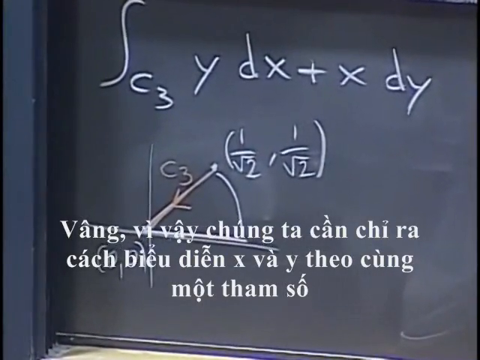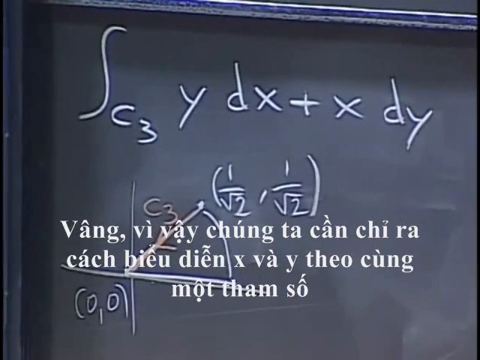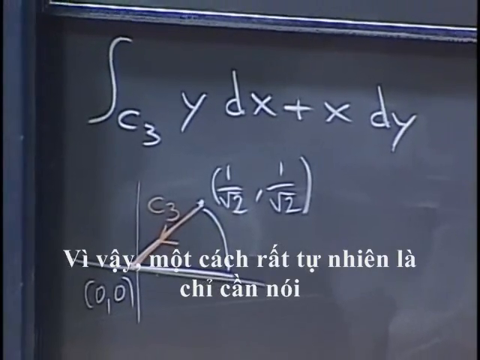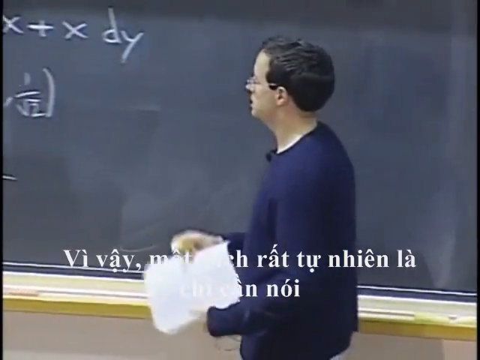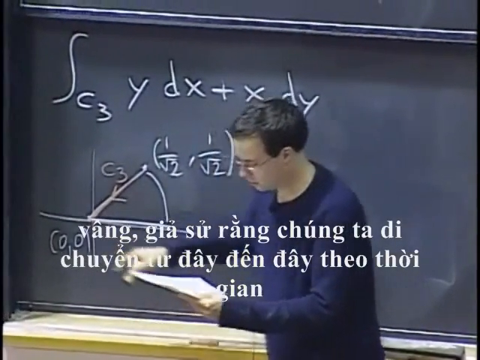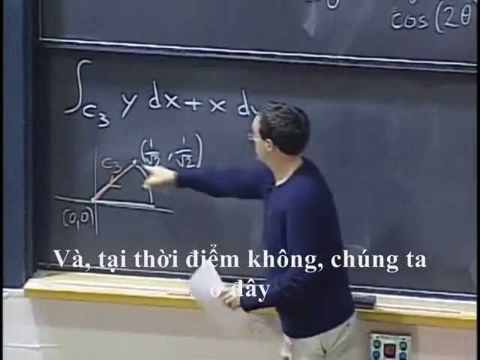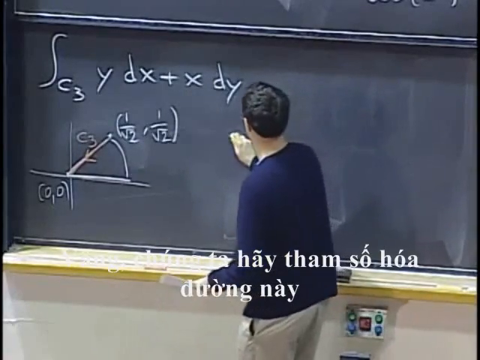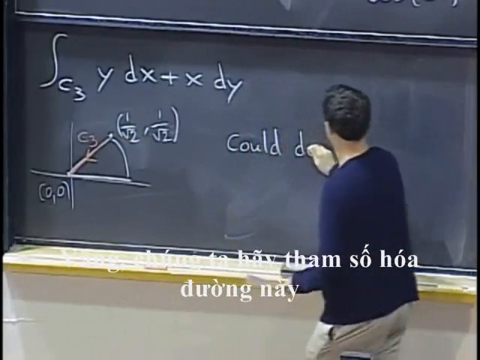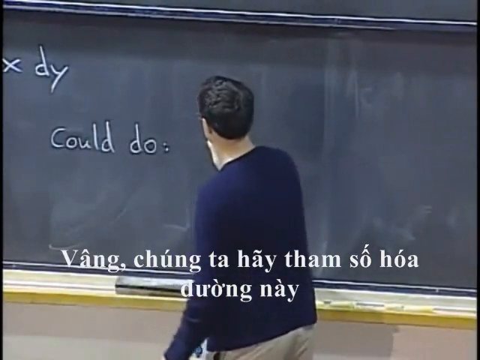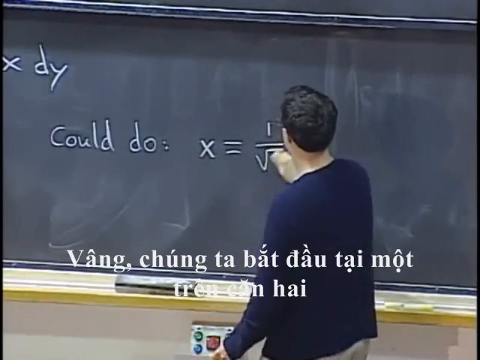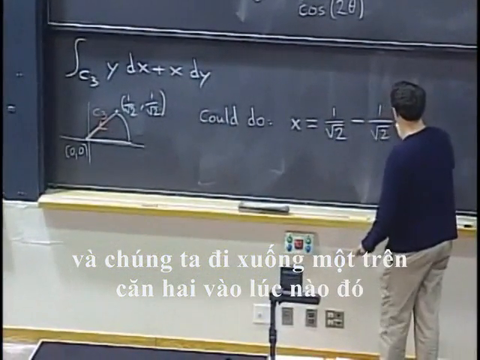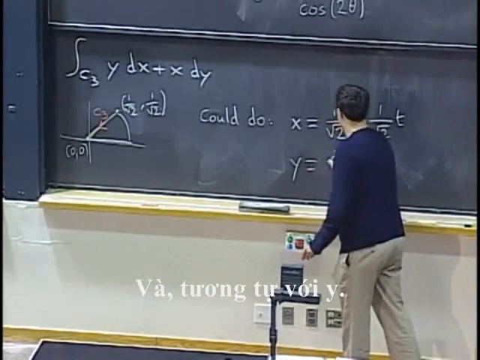Okay, so we need to figure out a way to express x and y in terms of the same parameter. One way, which is very natural, would be to say, let's move from here to here over time. At time 0 we're here, at time 1 we're here. We know how to parameterize this line. So we start at 1 over root 2, and we go down by 1 over root 2 in time 1, and same with y.